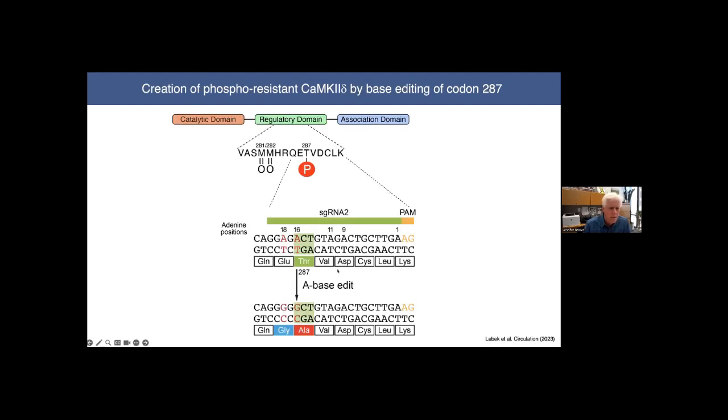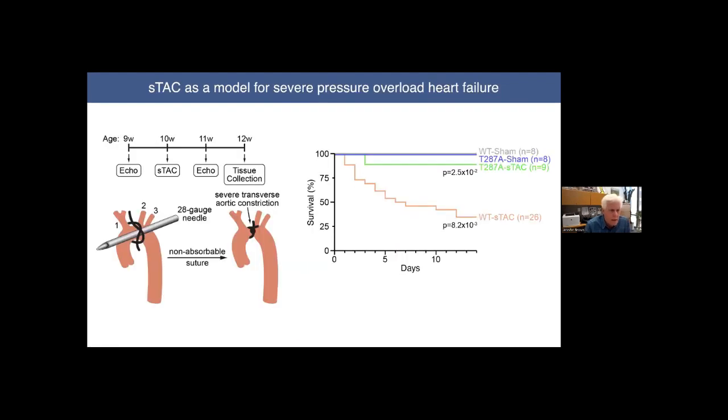Here's the target sequence. Here's the threonine encoded by an ACT codon. So again, that lent itself, we believed, to A base editing. By converting this adenine to guanine, it would in principle convert threonine into alanine and render the enzyme insensitive to hyperphosphorylation at that site. And that was indeed the case.